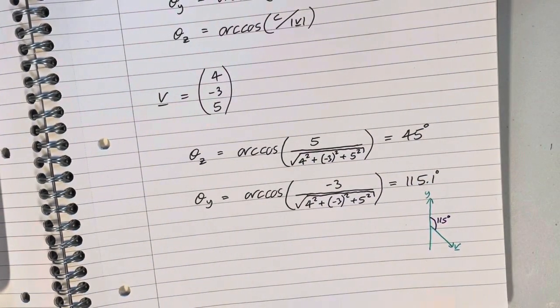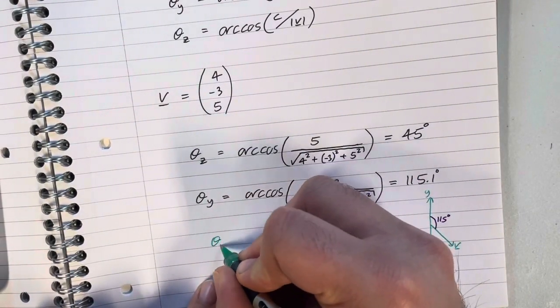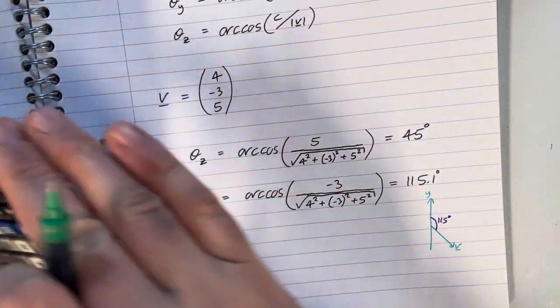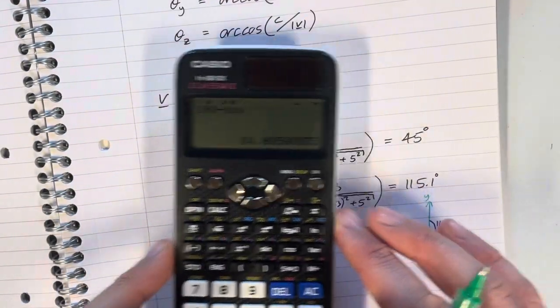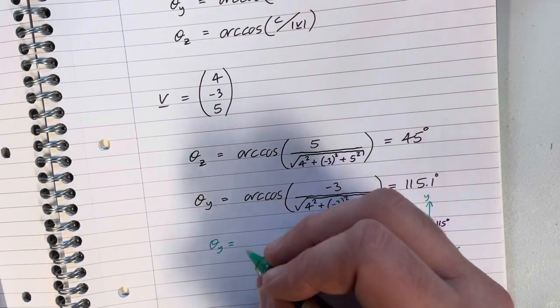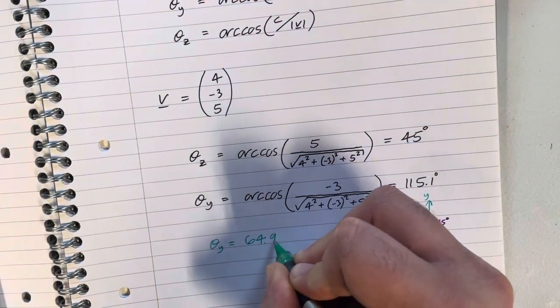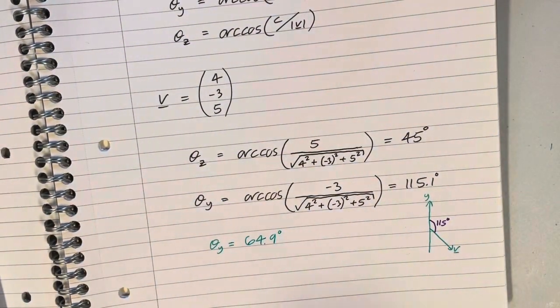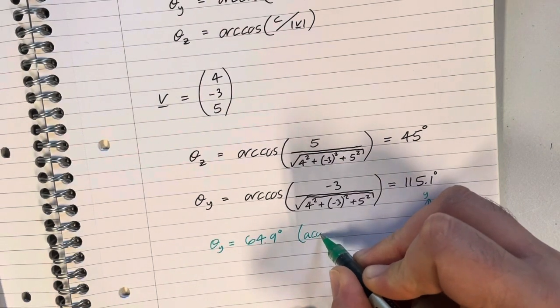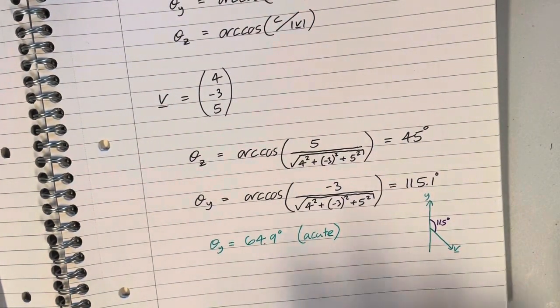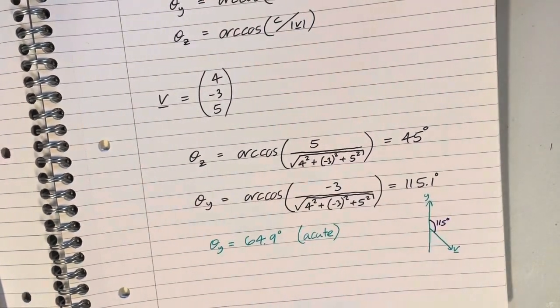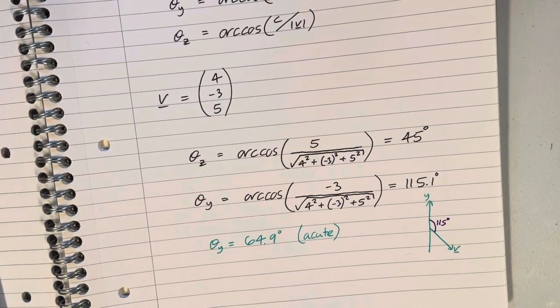So if a question has asked for an acute angle, then we might need to correct that and say it's actually 180 minus that. If I do 180 minus my answer, I get 65 degrees, or 64.9. So just make sure you're reading the question. If it asks for the acute angle, then you need to subtract it from 180, or you can just mod the minus 3. That also works.